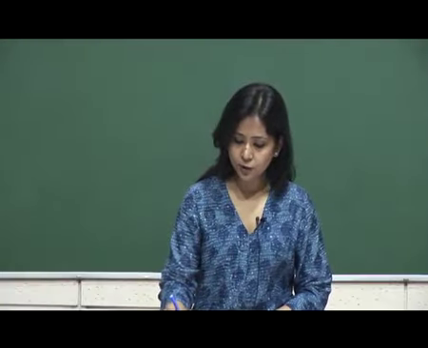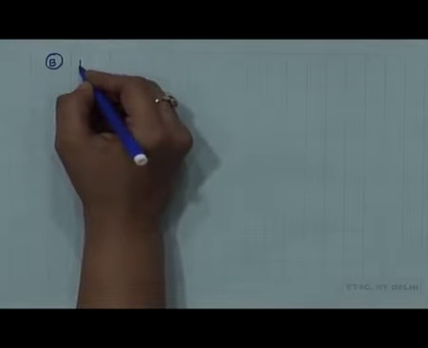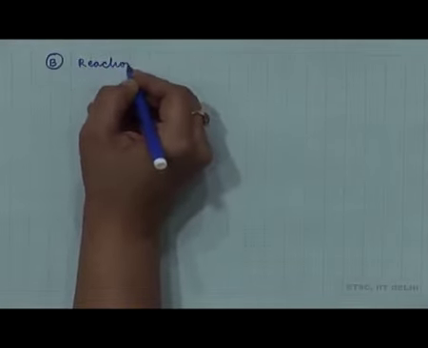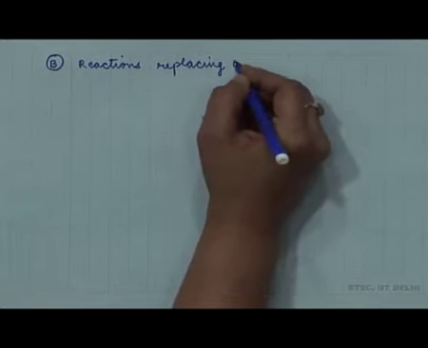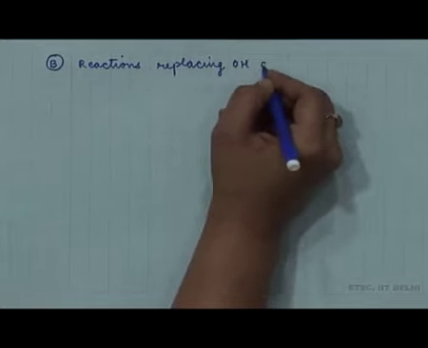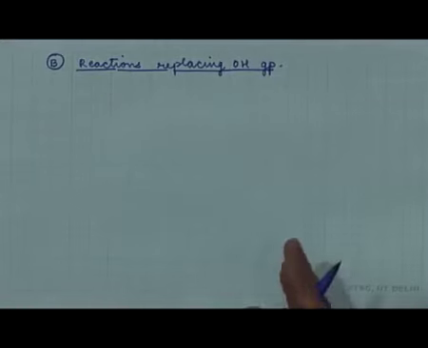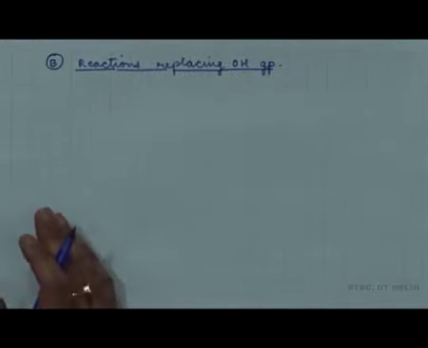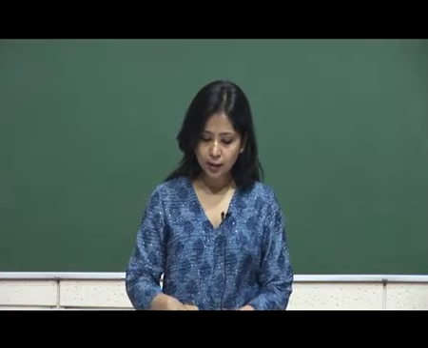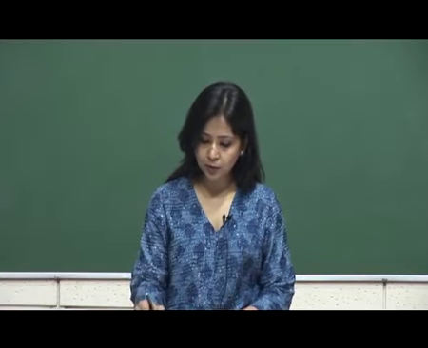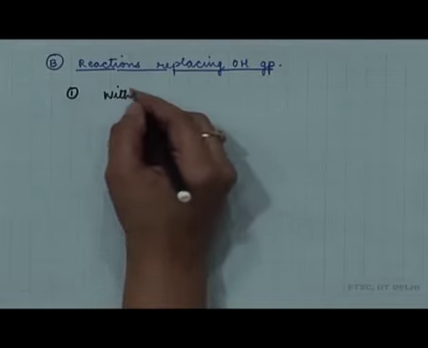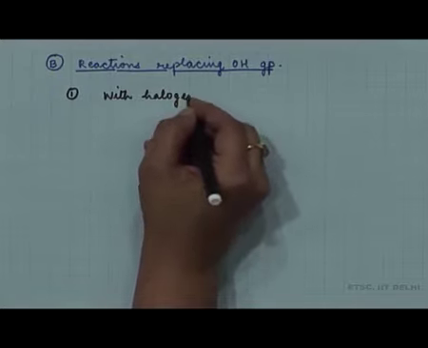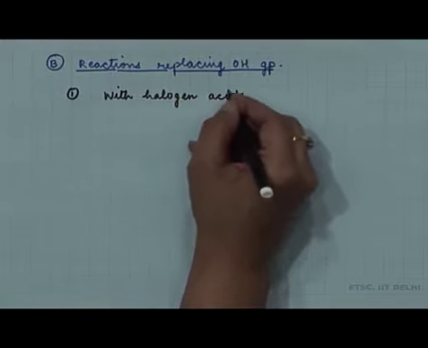The next set of reactions is the reactions replacing OH group. So far what we did was the reactions in which the hydrogen atom was replaced. Now we are going to talk about the reactions in which the entire OH is replaced, and in this I told you essentially we have the substitutions and the elimination reactions. So again there can be very many ways in which the OH group can be replaced. The most important one is with halogen acids. So we talk about halogen acids.